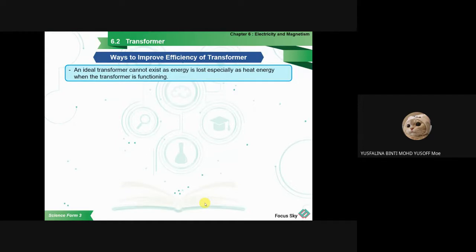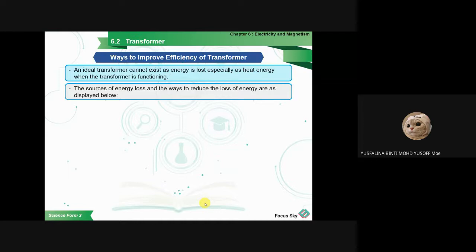For example, if you use your phone or your electrical device for quite some time, you can see it becomes hot. It is the same with a transformer. It will become hot because the alternating current flows through it, so it becomes heat energy. That's why there is no such thing as an ideal transformer. But we can increase the percent of the efficiency.